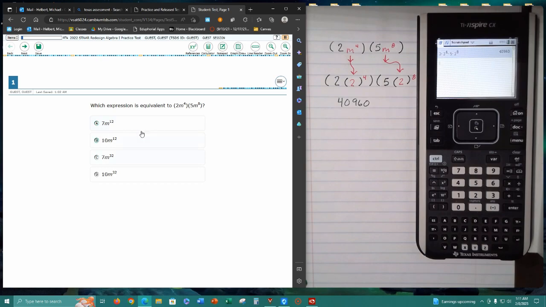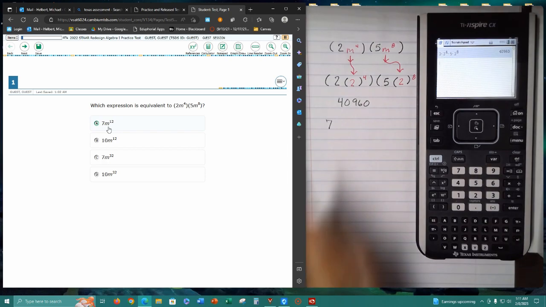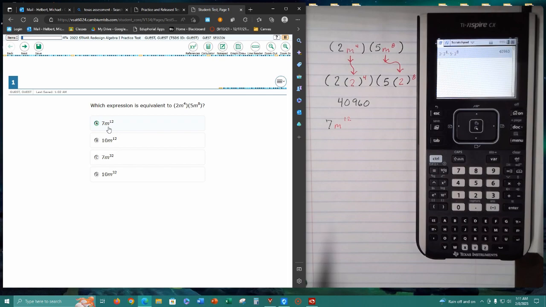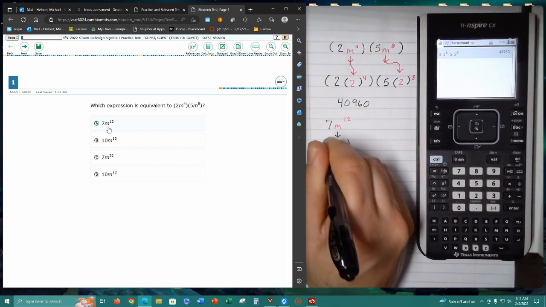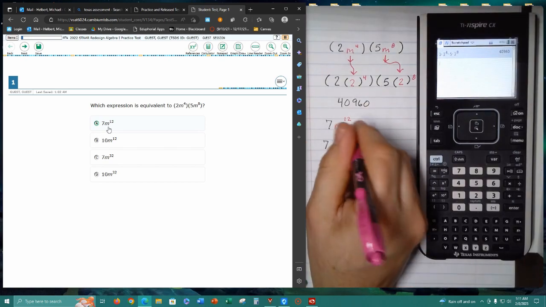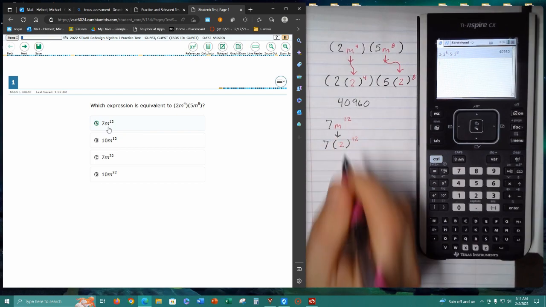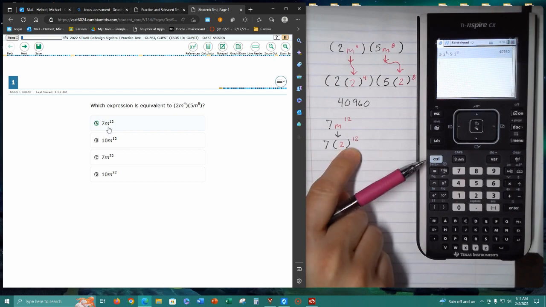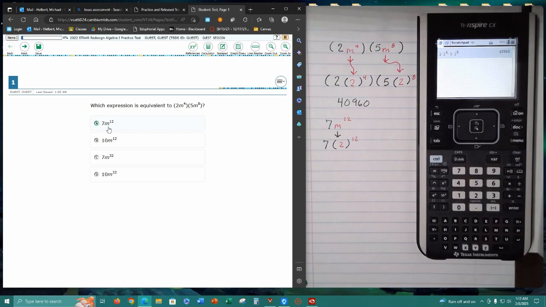So let me go ahead and go over here. I'm going to start with the first one. It says 7m to the 12th power. So I'm going to put 7m to the 12th power. Now if I want to evaluate this, I'm just going to replace the m with a set of parentheses, bring down my 7, bring down the 12, and put a 2 in here, because we had replaced m right here with a 2. So if this is equivalent and it is the correct answer, it should give me the same thing when I put it in the calculator, 40,960.